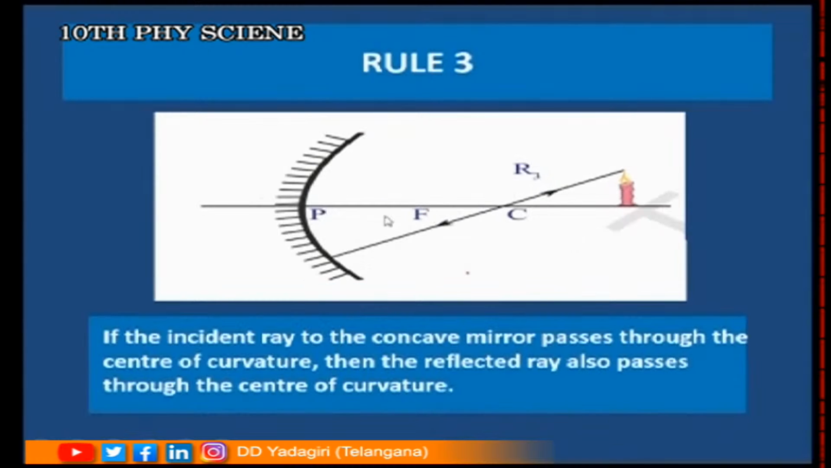Rule number 3 says, if the incident ray passes through the center of curvature, then the reflected ray also passes through the center of curvature. You can see a single line but 2 arrow marks. That means this is the incident ray and this is the reflected ray. Both travel on the same line. Okay children, the reflected ray retraces the path of the incident ray. This is rule number 3.